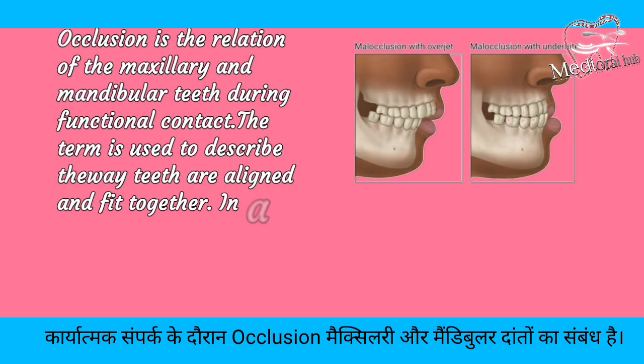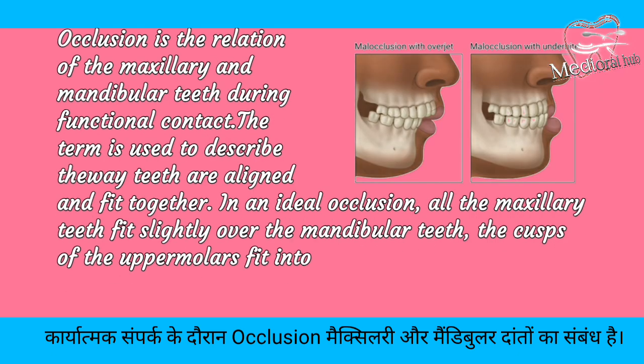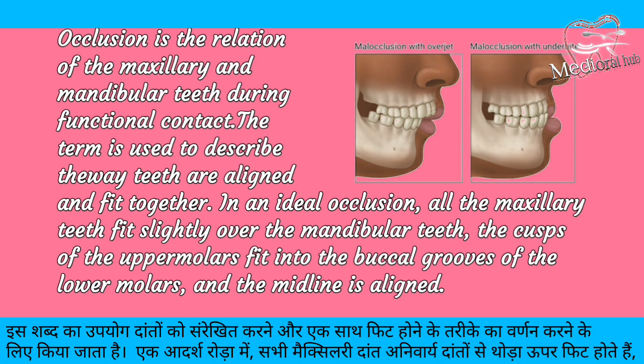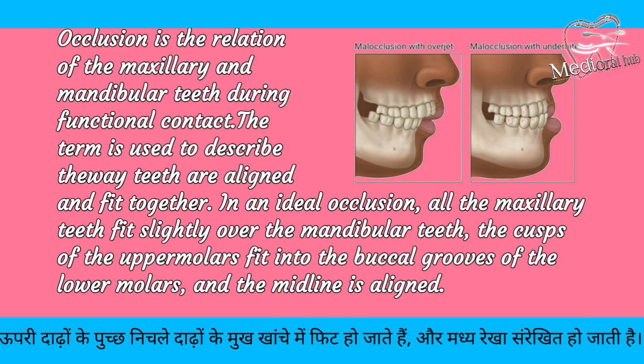Occlusion is the relation of the maxillary and mandibular teeth during functional contact. The term is used to describe the way teeth are aligned and fit together. In an ideal occlusion, all the maxillary teeth fit slightly over the mandibular teeth. The cusps of the upper molar fit into the buccal grooves of the lower molar, and the midline is aligned.